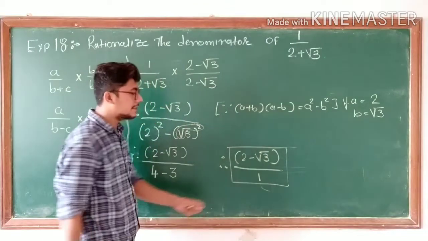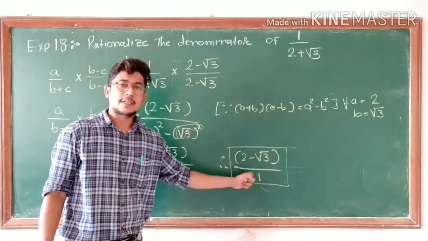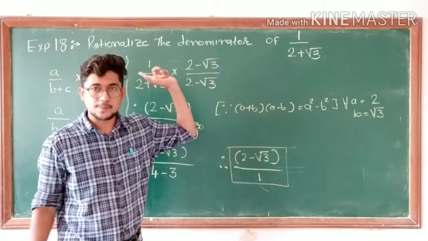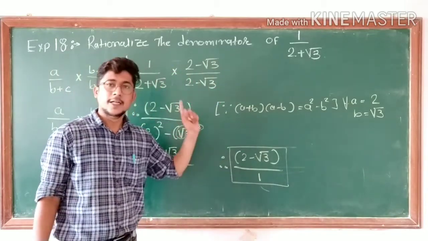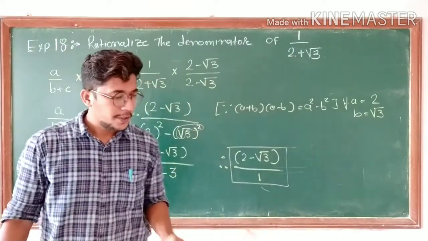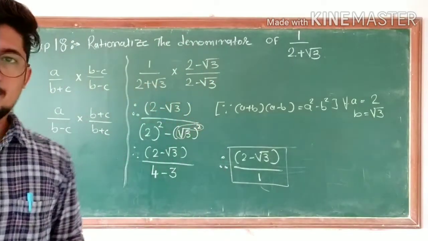Why is it your final answer? Because the denominator is in rational form now. So we have done what they asked for: rationalize the denominator. We have rationalized the denominator. Okay, so now we are moving on to the next problem.